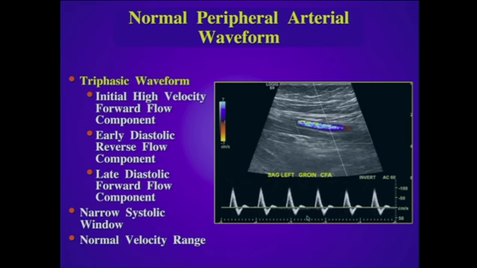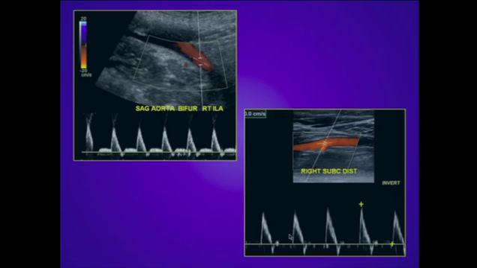In the evaluation of the peripheral arterial waveforms, we'll not only look at the triphasic shape, but we will look at the systolic window, as the red blood cells should be moving at approximately the same velocity at any given point in time. And we'll also look at the velocity range. It's important to recognize that no matter where we sample from the upper or lower extremities, we should see a normal triphasic waveform. Here we see a sample obtained from the distal aorta and proximal iliac artery, maintaining that normal triphasic appearance. And here's a sample taken from the right subclavian artery.